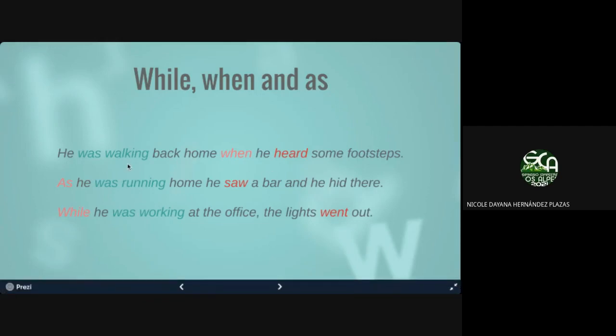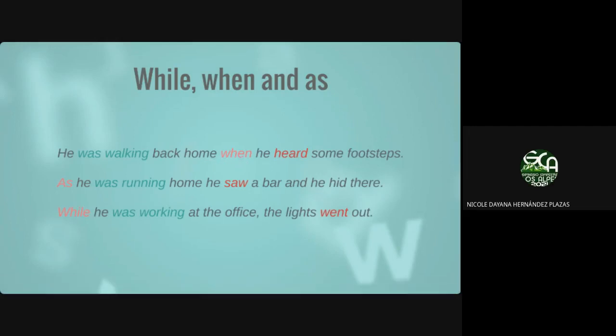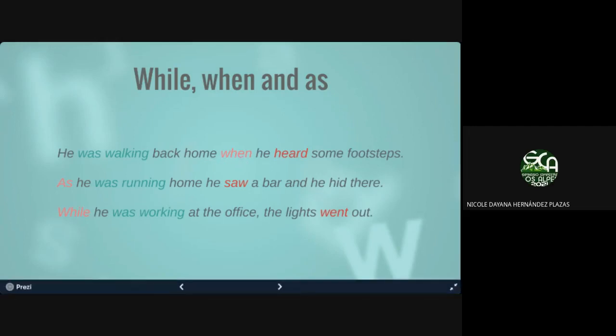Mientras esto estaba pasando, llegó esta cosa, lo interrumpió. Una acción larga es interrumpida por una acción más corta. Questions about the use of when? When? ¿Cuándo? Cuando esto pasó.